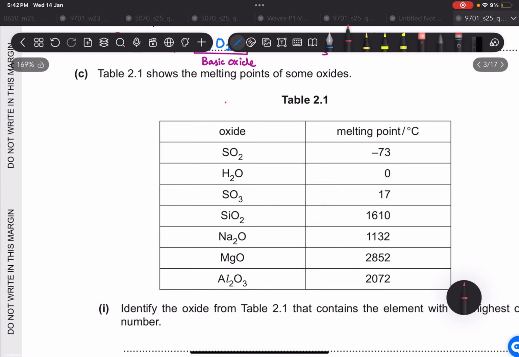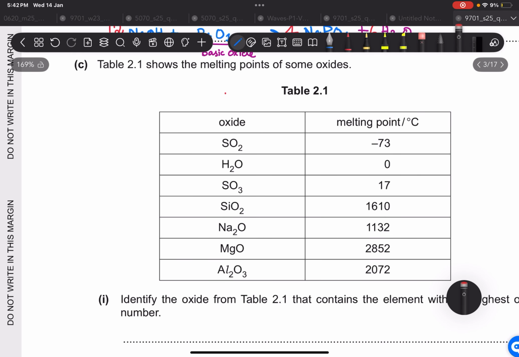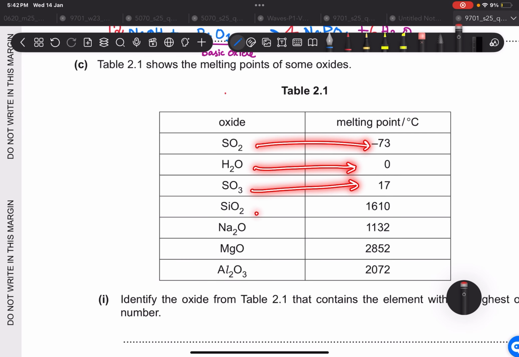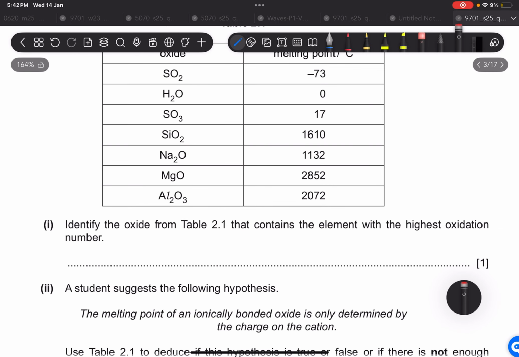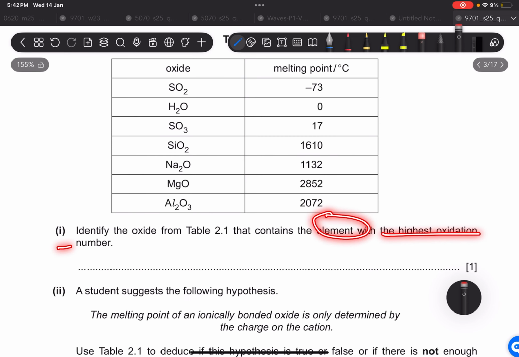Good to go. Table 2.1 shows the melting points of some oxides. We have sulfur dioxide, we have our water, we have SO3, we have SiO2, we have sodium oxide, we have magnesium oxide, and we have aluminum oxide. Identify the oxide from table 2.1 that contains the element with the highest oxidation number.